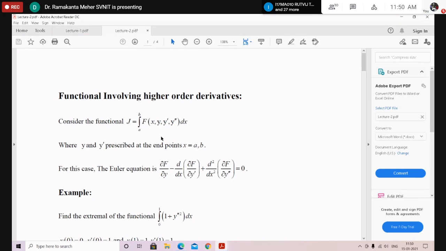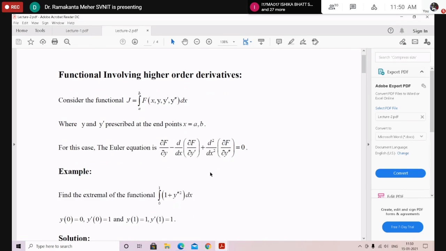Here also we can follow the same procedure as we used for finding the Euler equation for a function which contains x, y, and y dash. If you follow that procedure, you can find the Euler equation like this. No need to derive the whole process one by one. So for y double dash, we can write the Euler equation like this: del f by del y minus d by dx del f by del y dash plus d2 by dx square del f by del y double dash. This is the Euler equation that can be used to find the extremal for a variational problem which contains derivatives up to second order.